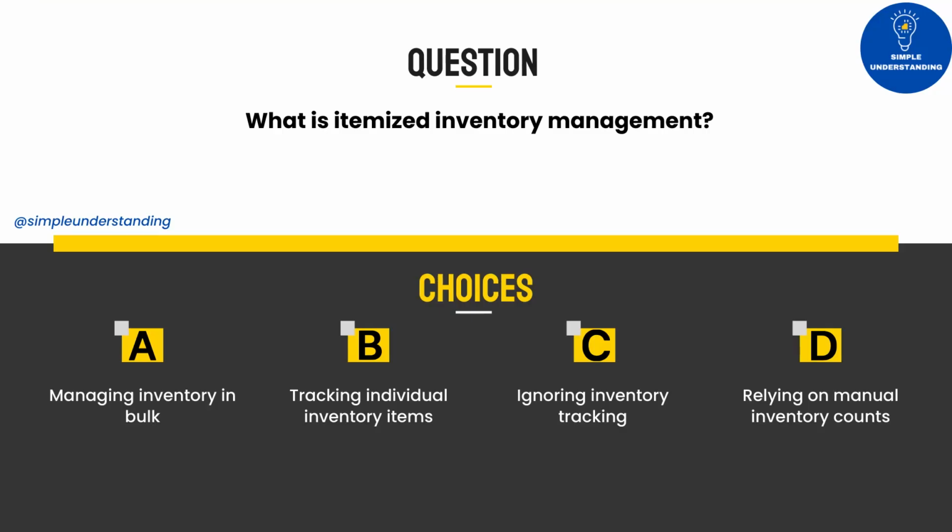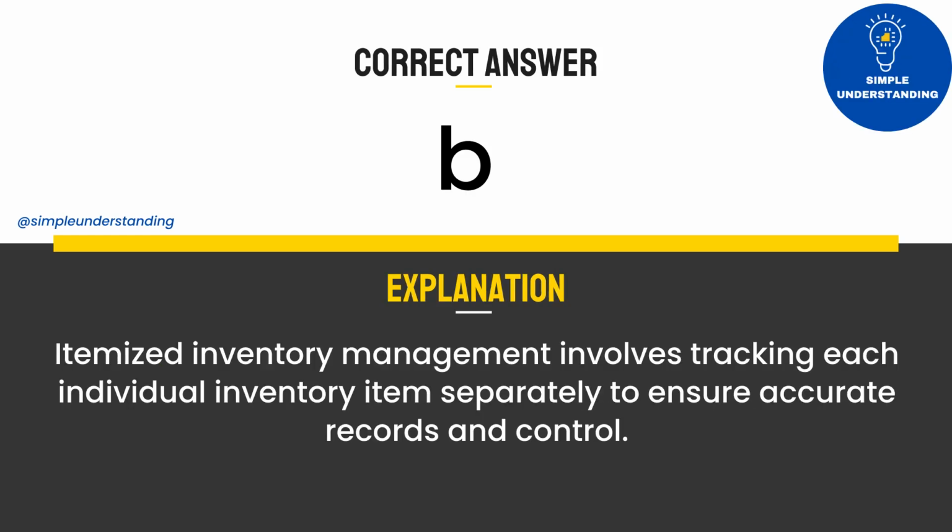Section C. Itemized inventory management. 1. What is itemized inventory management? A. Managing inventory in bulk. B. Tracking individual inventory items. C. Ignoring inventory tracking. D. Relying on manual inventory counts. Correct answer: B. Overall explanation. Itemized inventory management involves tracking each individual inventory item separately to ensure accurate records and control.